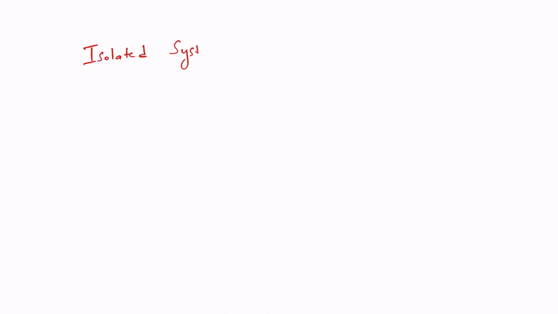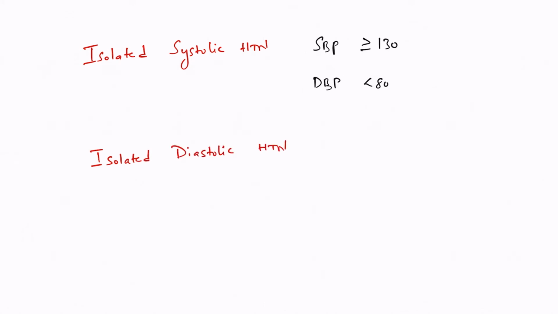Coming to isolated systolic hypertension. Here, the systolic blood pressure will be more than 130 millimeters of mercury and diastolic will be less than 80. Similarly, isolated diastolic hypertension. Here, the systolic will be less than 130, but the diastolic will be more than or equal to 80 millimeters of mercury.